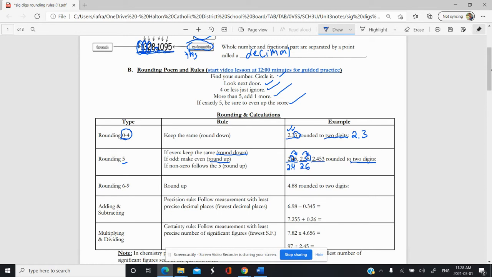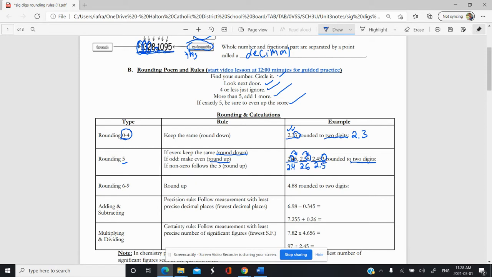Now over here, if it was 2.45, we'd leave it at 2.4. But notice we have 2.45 and then a 3 there. So this is above that 0.05 value. So we're going to round this whole thing up, 2.5.